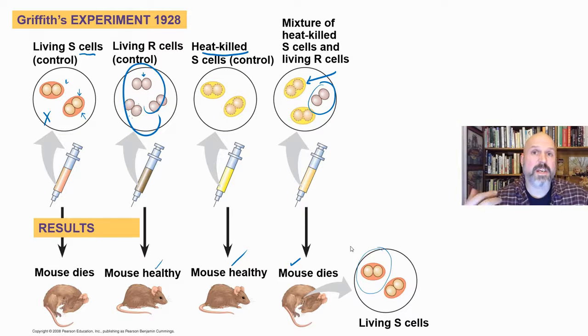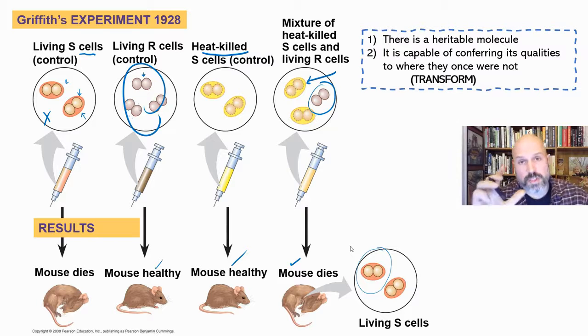He gave this phenomenon the phrase transformation because the bacteria that were once round and non-virulent had been transformed into a virulent form. So these are the two discoveries that come out of it. There is a heritable molecule that we now know of. Didn't know it was DNA yet, had a hunch. And then it was also capable of giving or conferring those qualities onto the next generation or onto something else.